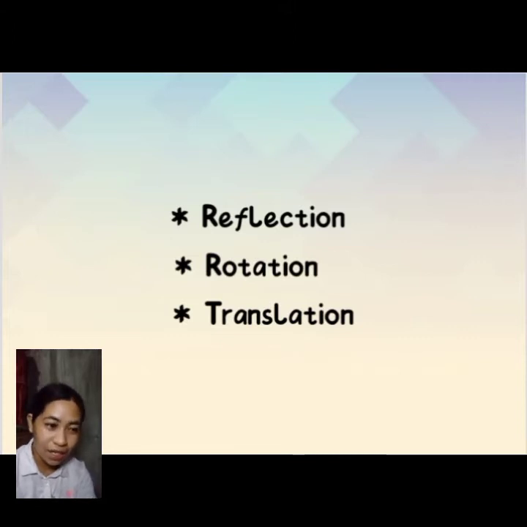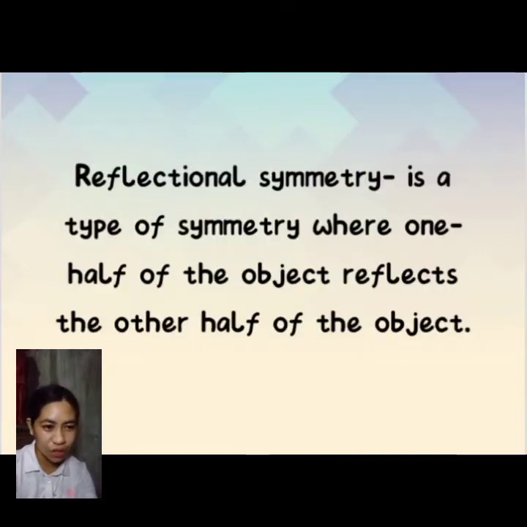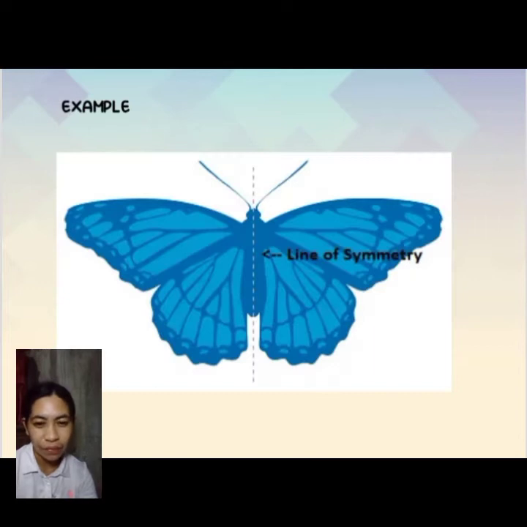The first is reflectional symmetry. Reflectional symmetry is a type of symmetry where one half of the object reflects to the other half of the object. Ito ang symmetry na pag pinaghati mo ang isang bagay ay hindi nagbabago yung itsura niya, yung shape and sizes. The first example is the butterfly.